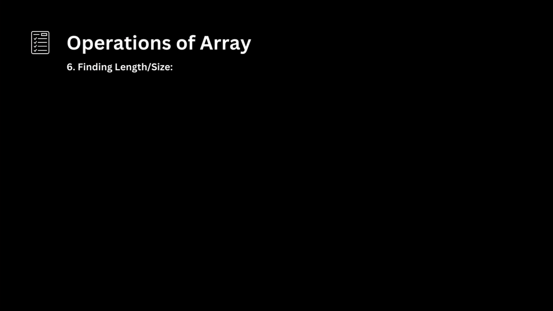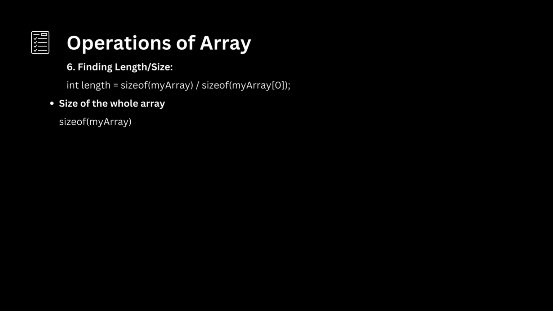The next operation is finding the length or size. Determine the number of elements in the array. int length = sizeof(myArray) / sizeof(myArray[0]). sizeof(myArray) is the size of the whole array. It returns the total size in bytes occupied by the entire array. This includes all elements and any potential padding added by the compiler.